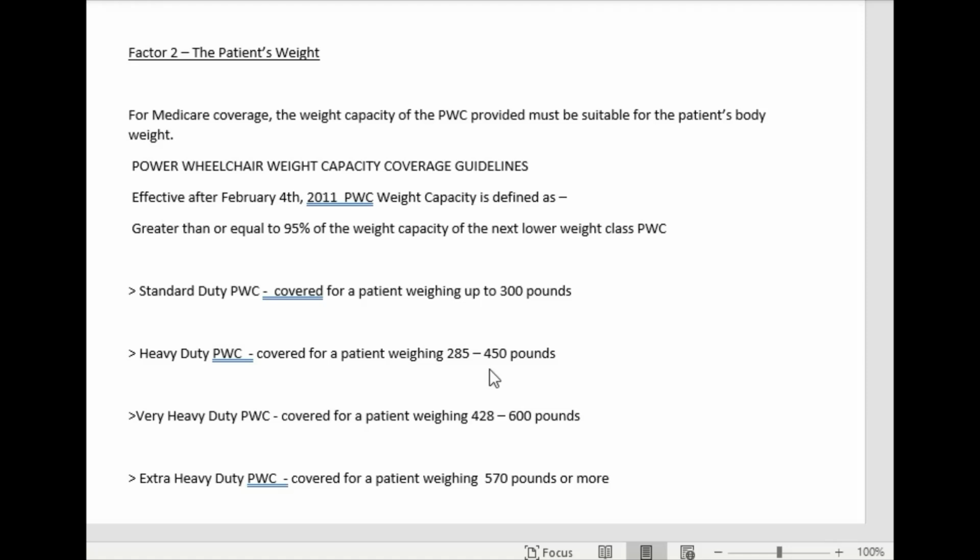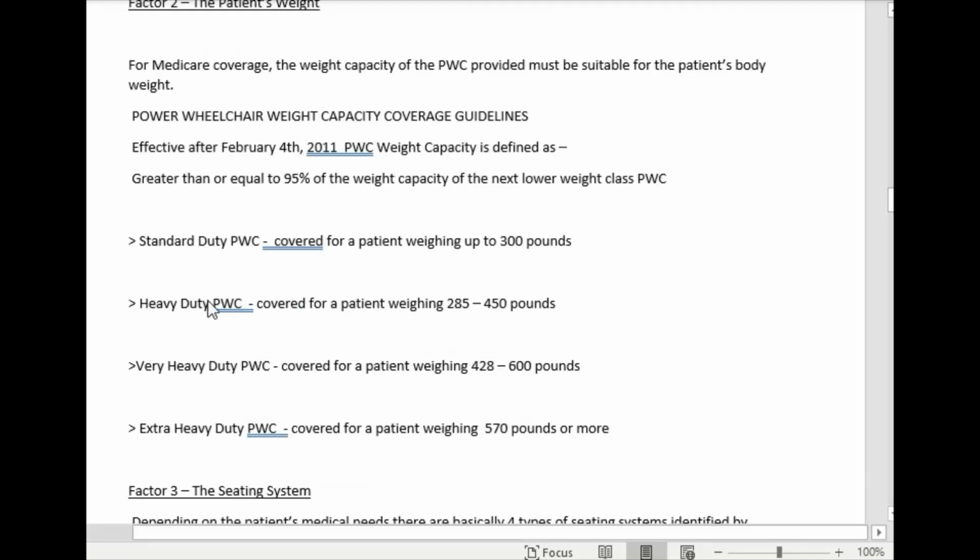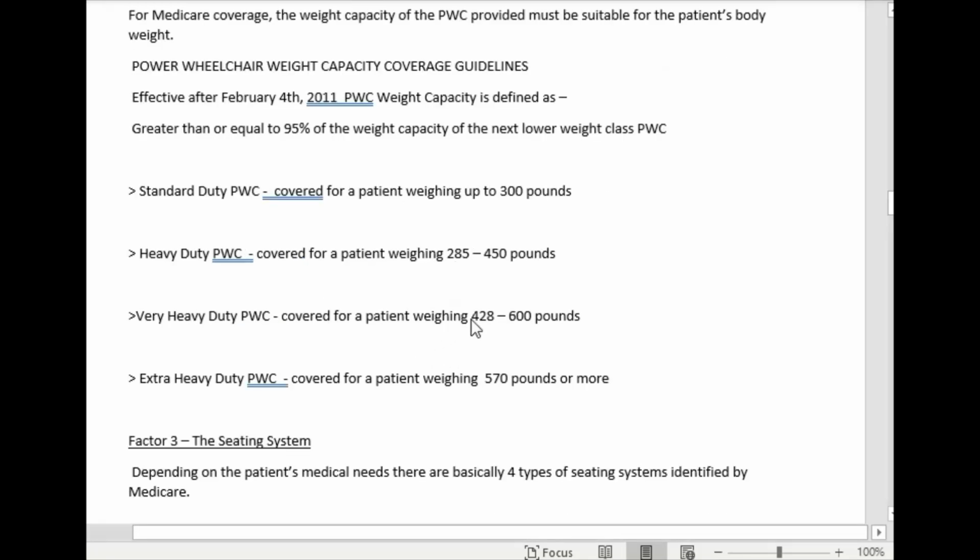So your weight capacities go to 300, your first one, then you got 450. So again, very heavy duty, where it goes above 450. Sorry, down over here, your third option. If the patient weighs 428 pounds, already at this point, since they're within the 5% of 450, you put them in the next weight capacity that really goes 450 to 600. And then again, extra heavy duty covers patients weighing above 570, because 570 pounds is your 95% of 600 pounds.